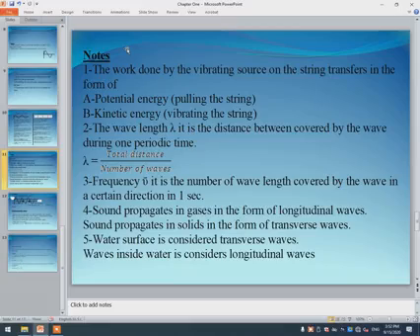This string has energy from you and stores this energy inside the string. This stored energy inside the string, we call it potential energy. So this potential energy is stored inside the string due to the pulling of the string by your hand. So the pulling force is stored inside the string in the form of potential energy. What is the evidence of that?